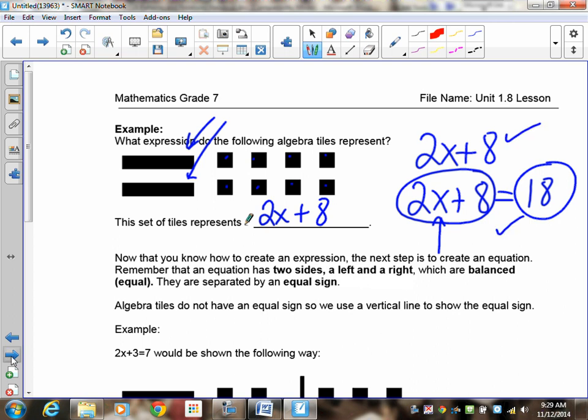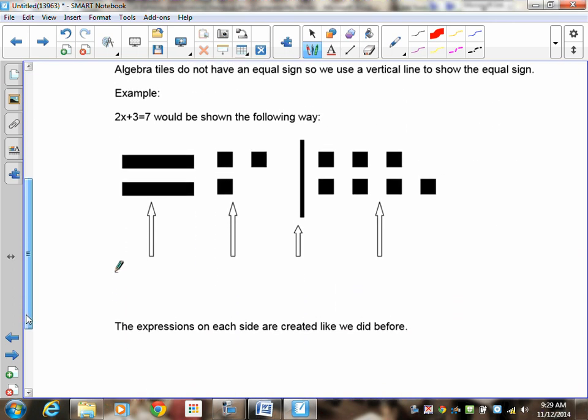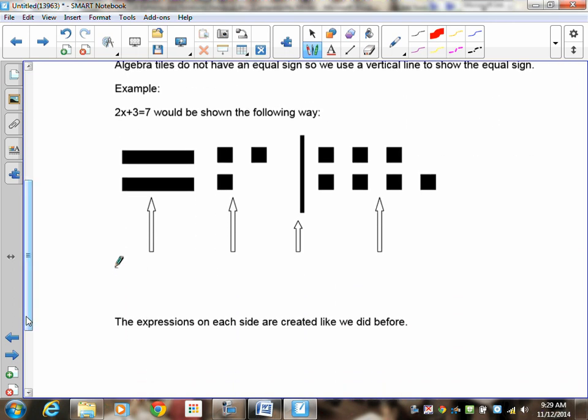Now we can make expressions using tiles. We can also make equations using tiles. So here is an example of an equation. You notice on the left side over here, this is the left side, and I have a right side, and they're separated by a line right in the middle. Now that line is your equal sign.